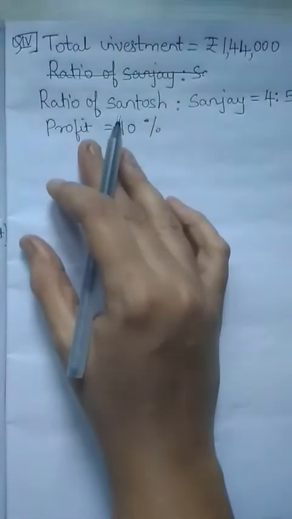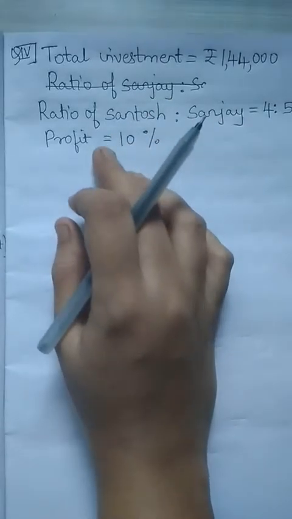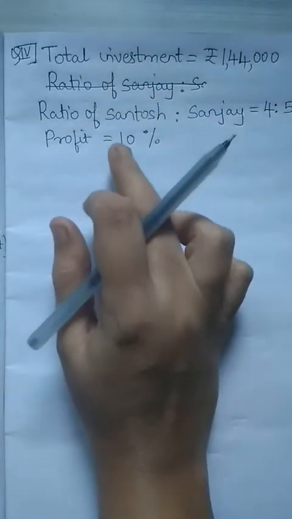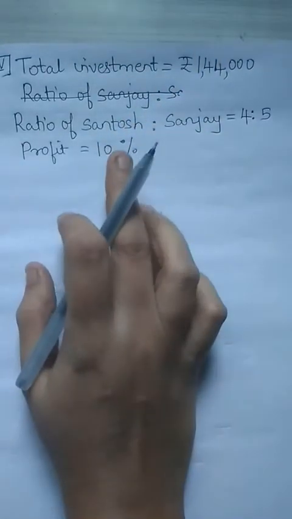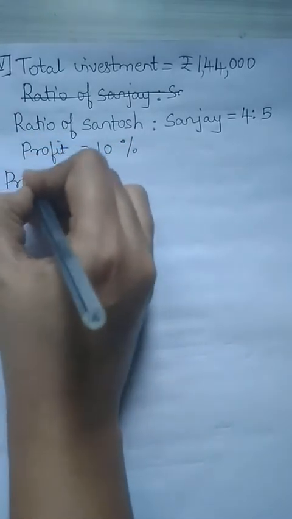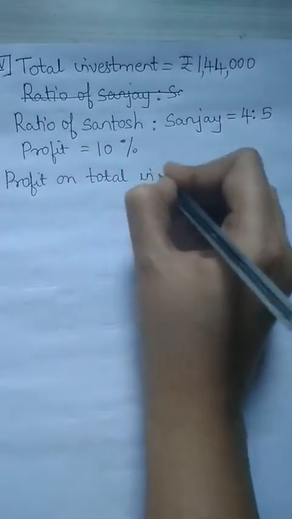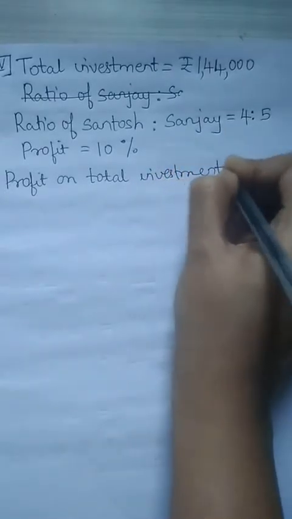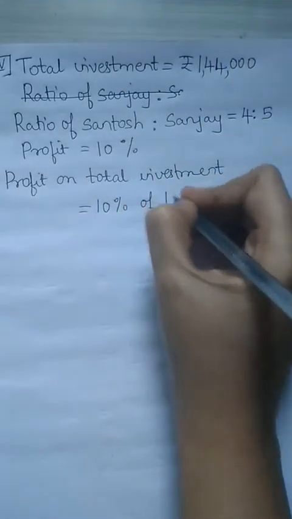Okay, girls, now let's start solving. First, we will find out the total profit on the total investment, because they have not given individual values. We will remove this percentage and see the total profit made. Profit on total investment is equal to 10% of 1,44,000.